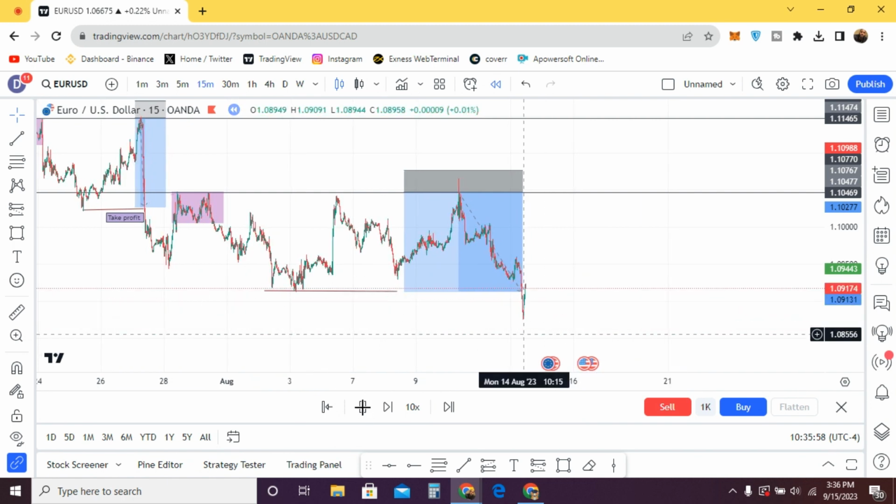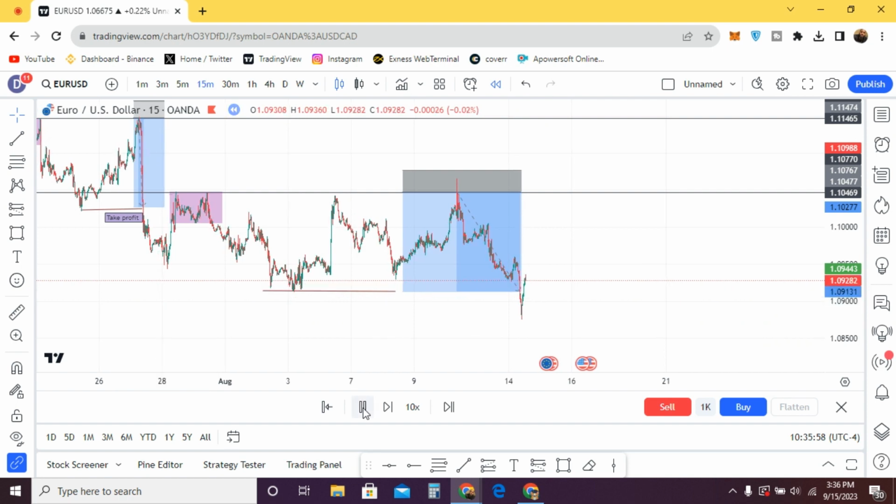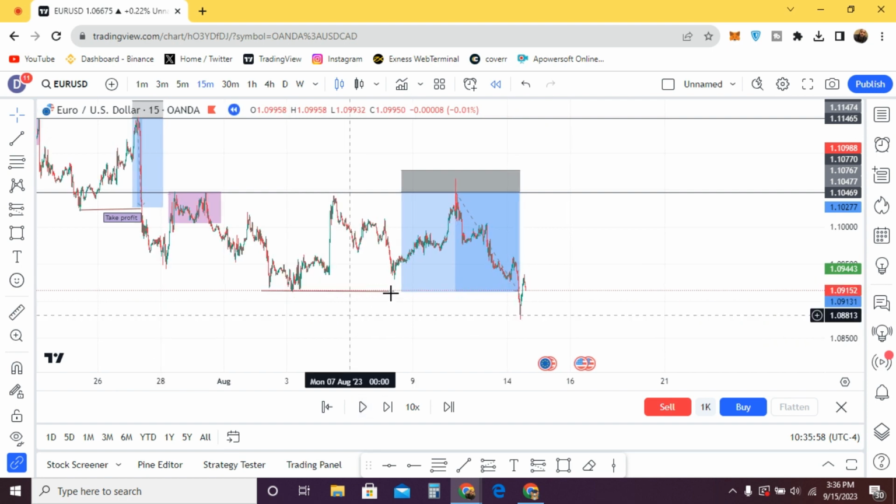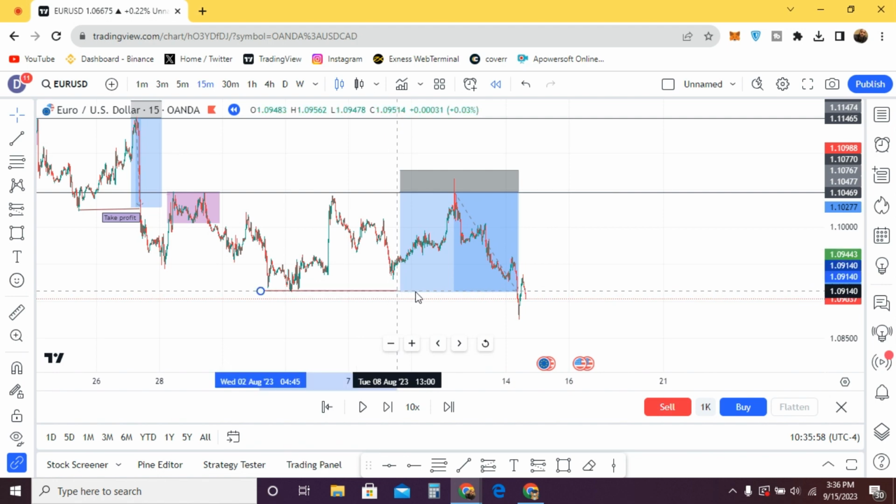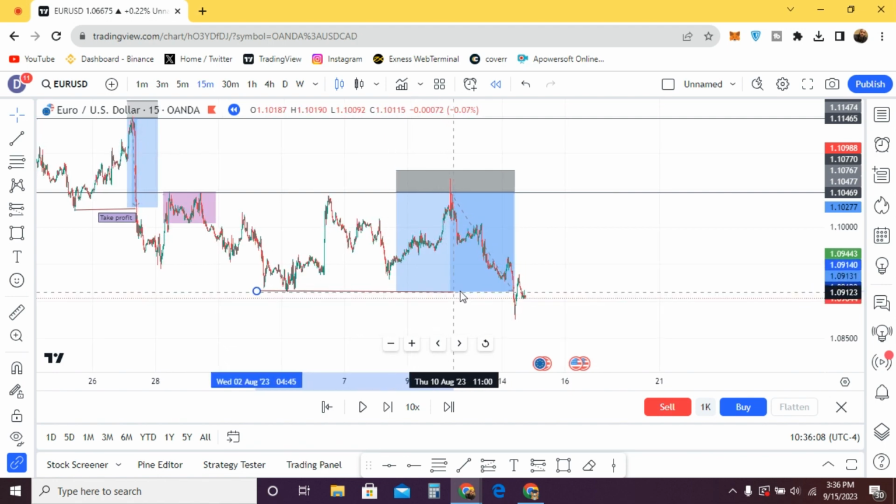Let me pause this once again. So you can see this trade now work in our favor again. Let me pause this once again. We're going to place series of trades using the same method, guys.